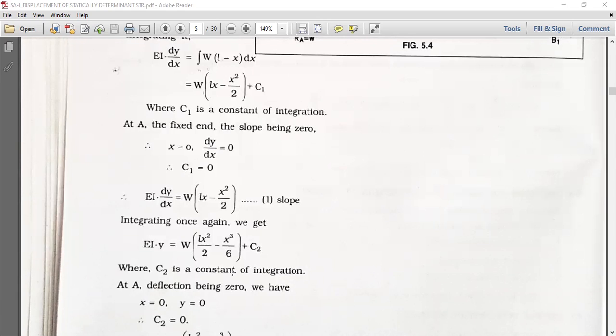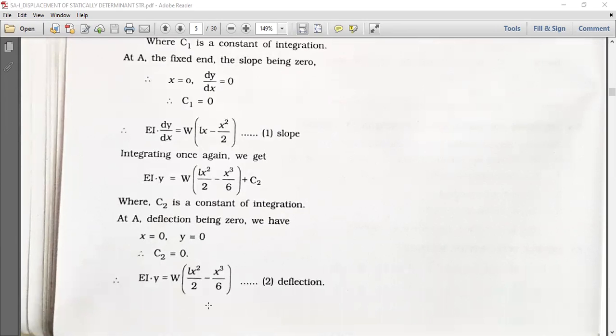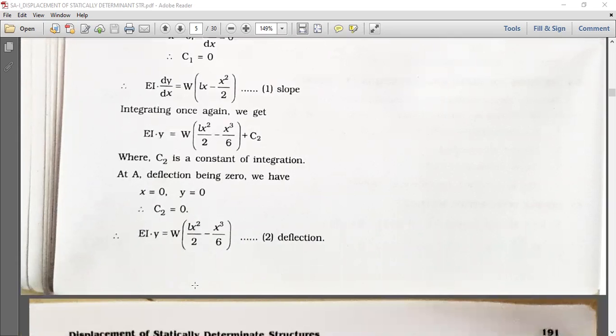To get deflection, we have to integrate it again. EI into y is equal to W times Lx square by 2 minus x cube by 6 plus C2. C2 is the integration constant for the second integration. For deflection at point A, we have x is equal to 0 and y is equal to 0. The final equation we got is C2 is equal to 0. So EI into y is equal to W times Lx square divided by 2 minus x cube by 6, which is the equation of deflection.